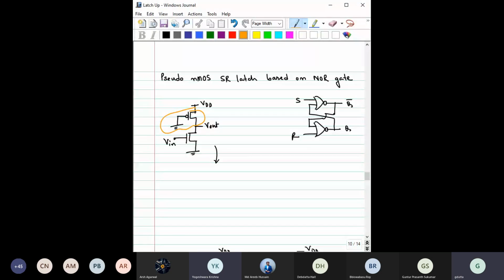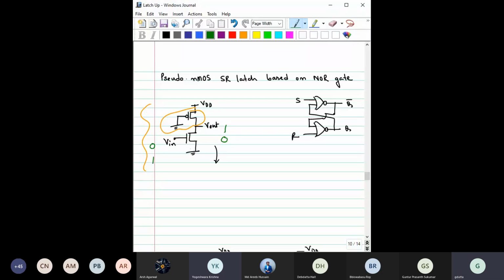This is pseudo. This circuit is representing one logic in pseudo NMOS. Why? Inverter. See, this is an inverter. You apply 0, you will get 1 here. You apply 1 here, you will get 0. Right? This is an inverter.